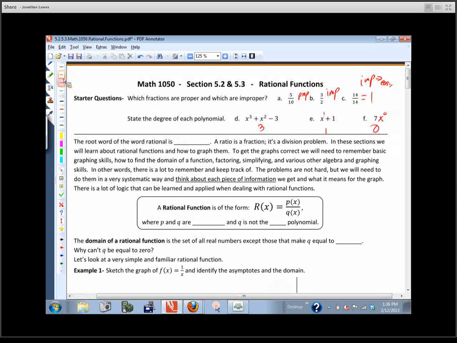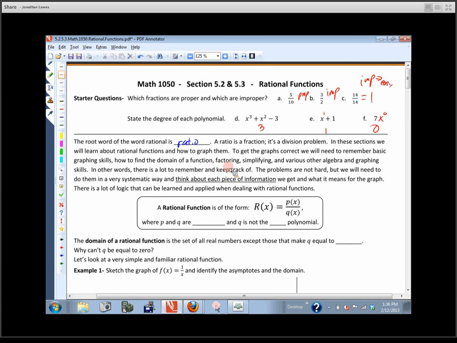The root word of the word rational is ratio. My gosh, it's the next word in line right here. A ratio is a fraction. A fraction is a division problem. So in these couple of sections right here, we're going to talk about rational functions, or in other words, functions that can be written as fractions, functions that can be written as ratios. And we're going to talk about how to graph them, kind of explore all the behavior.